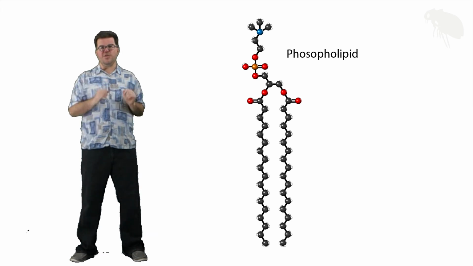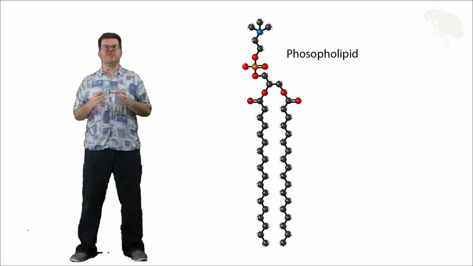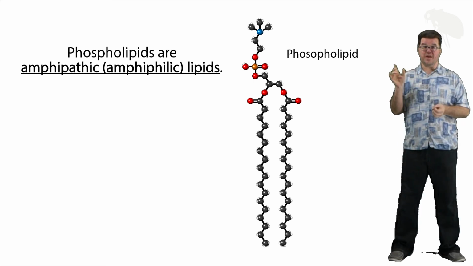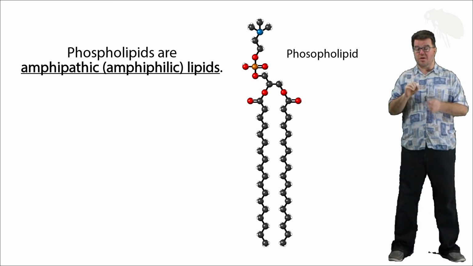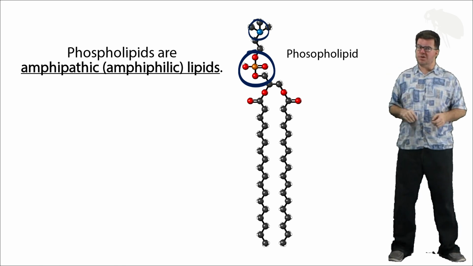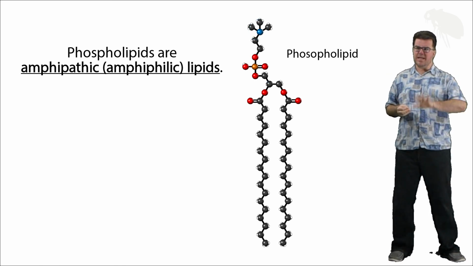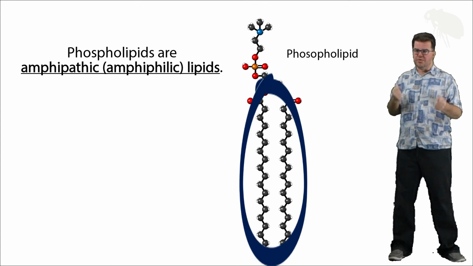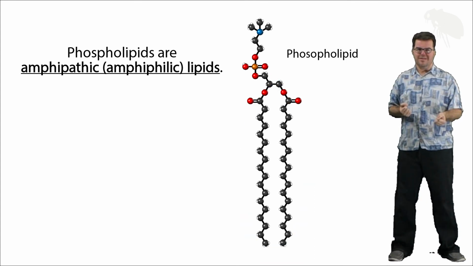Now, when you look at this phospholipid, it's part of a group of lipids that are called amphipathic lipids. Notice that phosphate region that we added to glycerol contains 4 oxygens and a nitrogen. That region of the molecule is really hydrophilic. But then on the other end of the glycerol are 2 fatty acid tails, which are really hydrophobic.